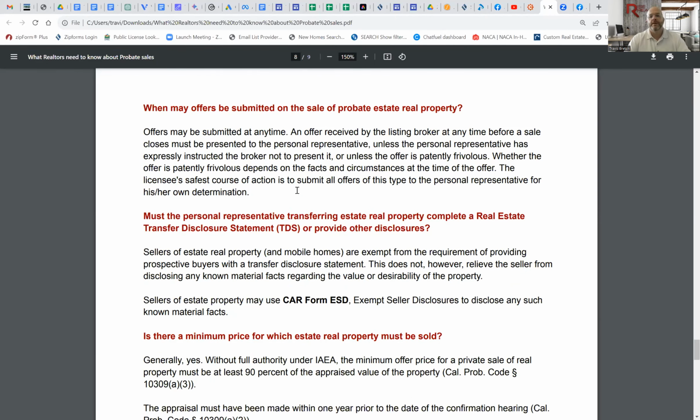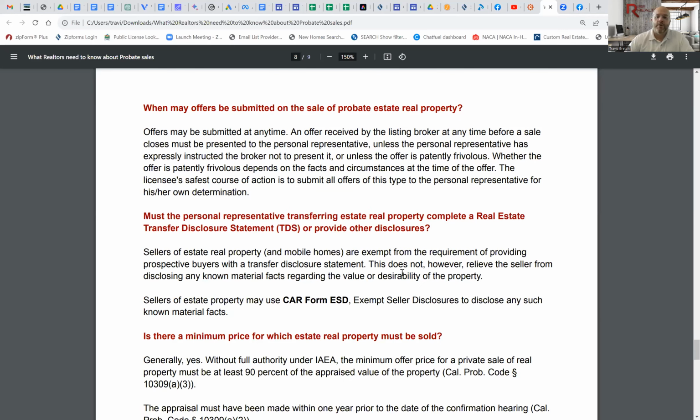Must a personal representative transferring estate property complete the TDS or provide other disclosures? I see this come up quite often too. Sellers of estate real property and mobile homes are exempt from the requirement of providing prospective buyers with a transfer disclosure statement, which is known as a TDS.